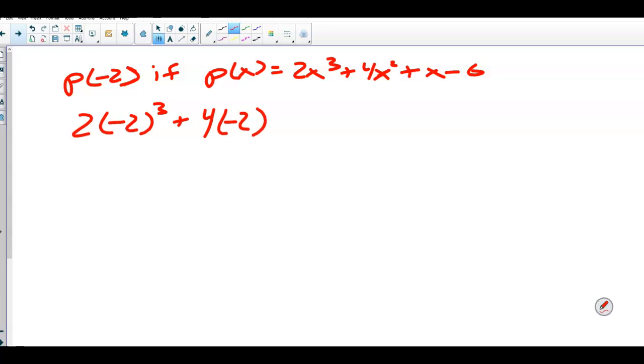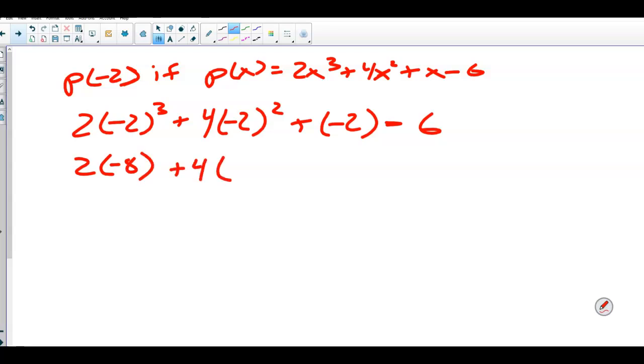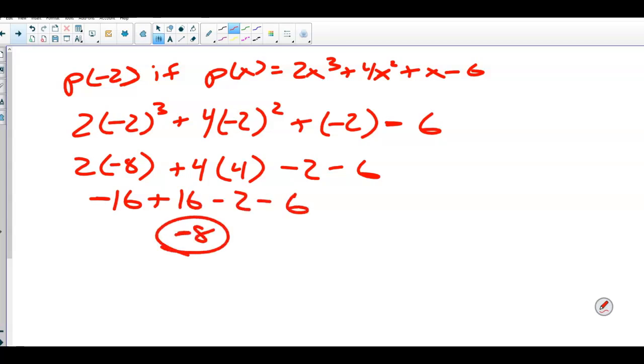Make this your first step. Just plug the number in. Don't do anything else. Your next step should be dealing with the exponents. -2 cubed is -8. -2 squared is 4. Plus -2 is really just -2, -6. And now we get -16 plus 16 minus 2 minus 6. And that leaves us with a -8.